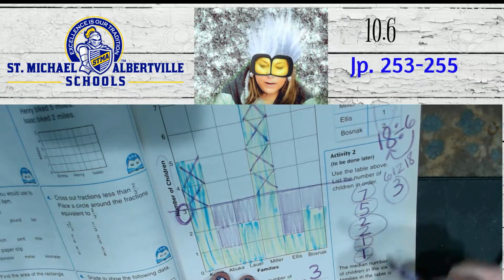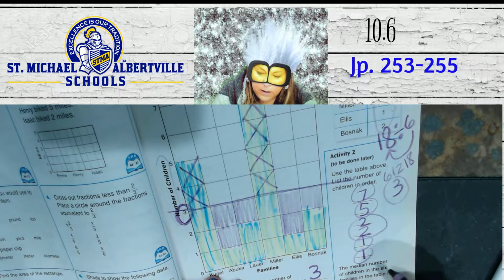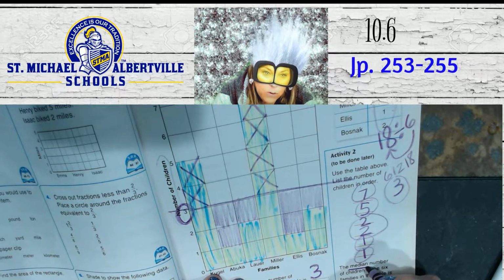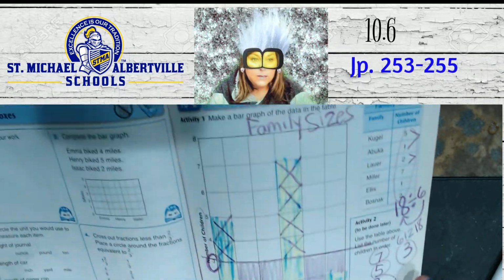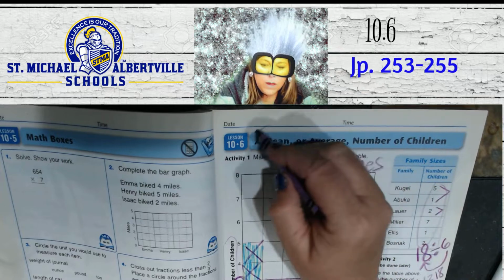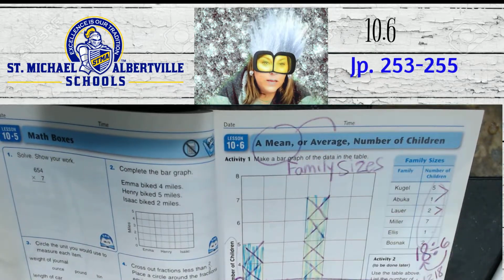Oh, look at that. 2 is in the middle. So the median, or the middle number, is 2. That's how you find the mean or average from data.